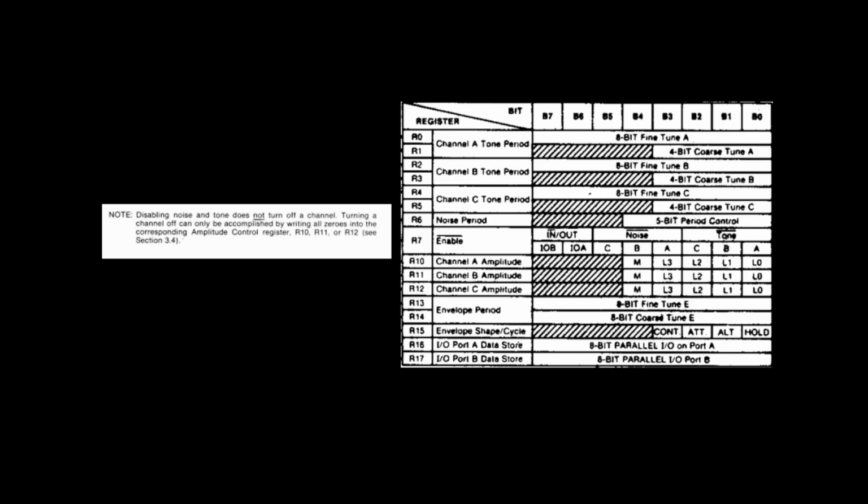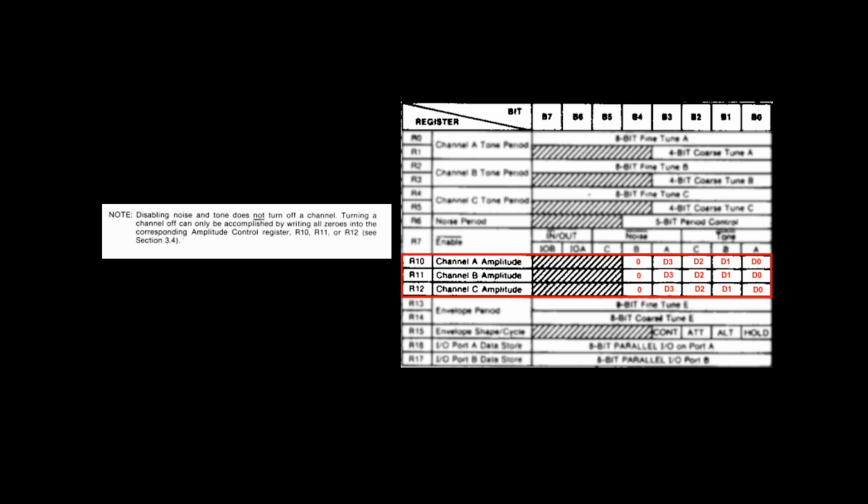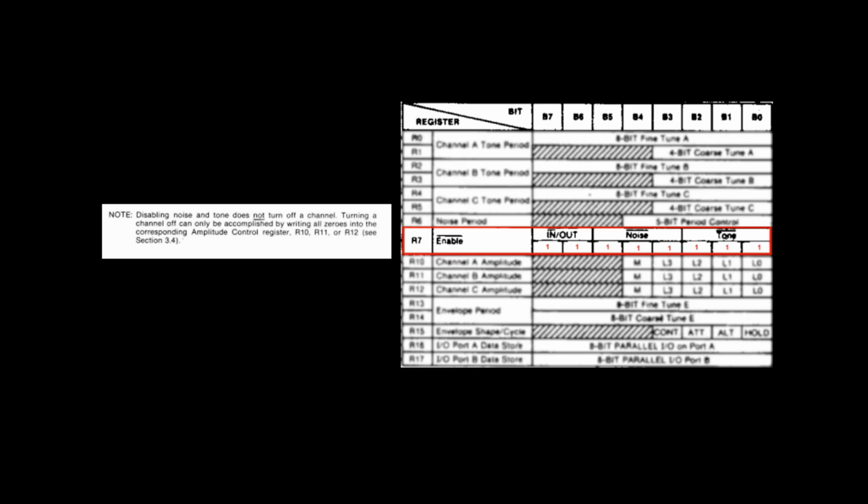So in desperation I went back to the datasheet and found this small note, which states that disabling noise and tone does not turn off a channel. Turning a channel off can only be accomplished by writing all zeros into the corresponding amplitude control register. So these are the 3 amplitude control registers for the individual tone generators, A, B and C. So looking at the register table, normally R7, the enable register, would control the outputs. At least this is what I assumed.